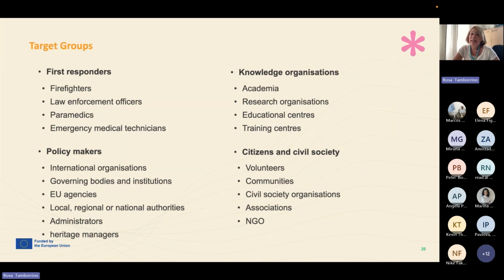These are our target groups: first responders, policymakers, and public authorities, knowledge organizations, citizens, civil society.